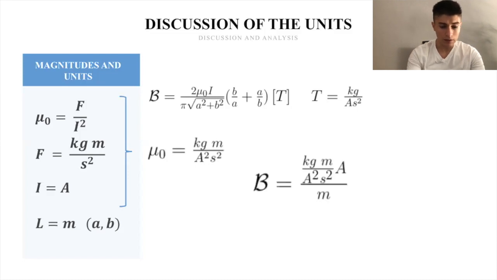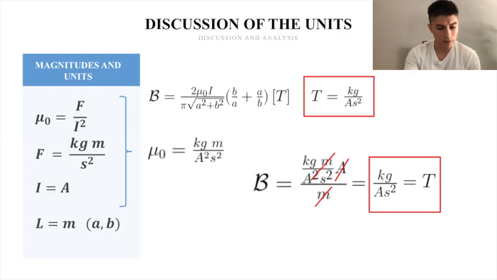Now we are going to substitute all the equivalents in the final result. As you can see, both meters and amperes can be crossed as they are in the numerator and denominator. After crossing them comes out the result that we were looking for, kilograms divided into amperes to the second to the square. That is the equivalence with Teslas, so we know that our result may be correct.